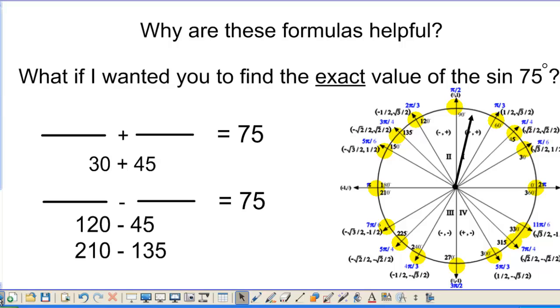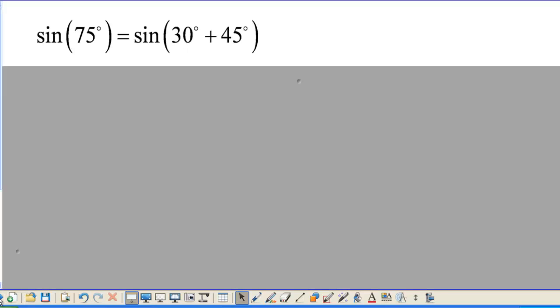So sum and difference formulas are useful because if I wanted to find the sine of 75 degrees, I could break 75 degrees down into the sum of 30 and 45 degrees. Now, this is not the distributive property. I don't just distribute the sine to do the sine of 30 plus the sine of 45 degrees. I have to apply the sum and difference formula.